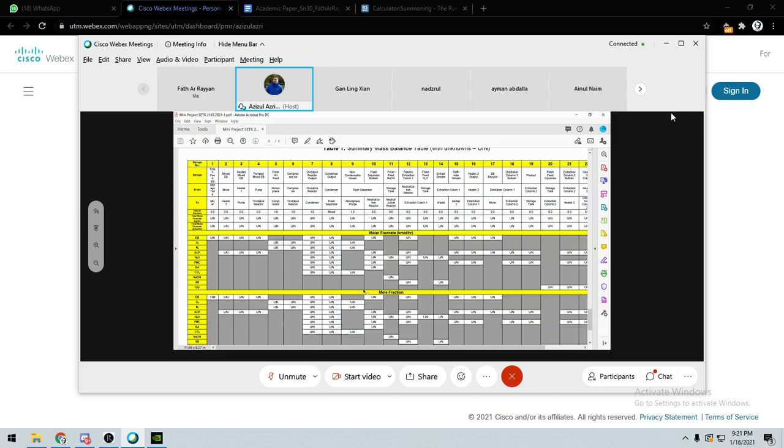Okay, anything else? Hello, doctor. Can I know where I can find the CP value for sodium benzoate? Can you repeat? Can I know are there any references for the CP value for SB? Because I couldn't find it.